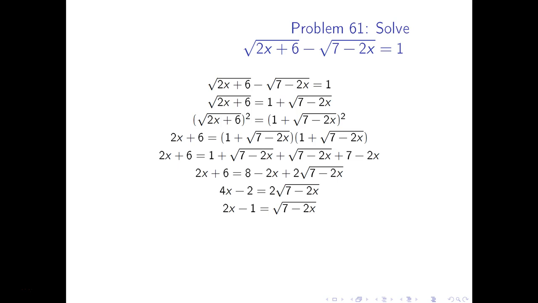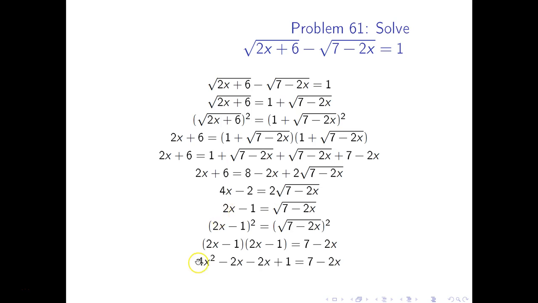Now, with that in hand, we can again square both sides. If you haven't gotten to this point, pause the video and see if you can finish solving from here. Otherwise, let's just go ahead and square it. Well, this left-hand side is 4x squared minus 2x plus 1. And I have 7 minus 2x over here, which if I combine like terms, I get 4x squared minus 4x plus 1. All right, let's jump to the next slide because I need more room.